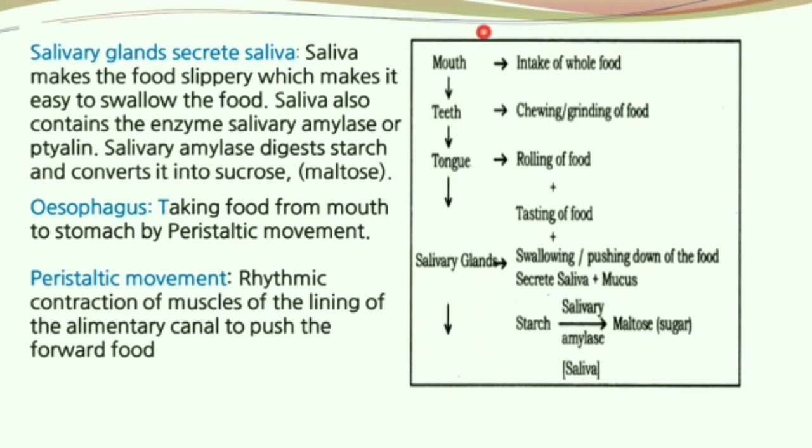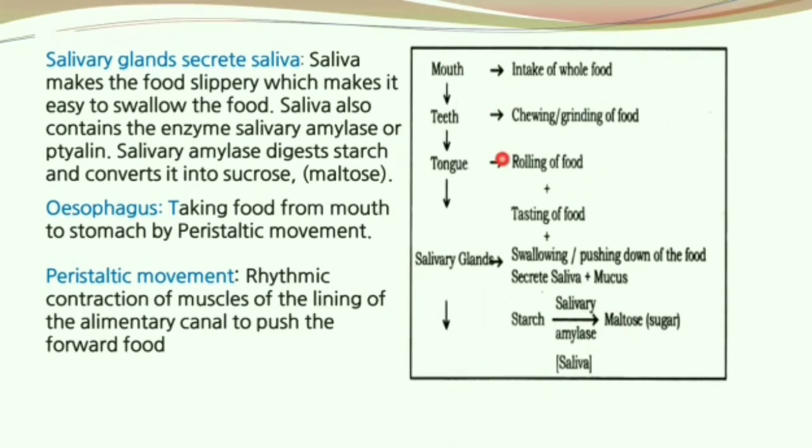So the mouth helps in intake of food, the teeth help in chewing or grinding, and the tongue rolls the food and helps in perception of taste. Finally, the salivary glands secrete saliva and help in swallowing or pushing down of the food. Over here, the starch gets converted into maltose, a sugar. Finally, the esophagus takes it from the mouth to the stomach via the peristaltic movement.